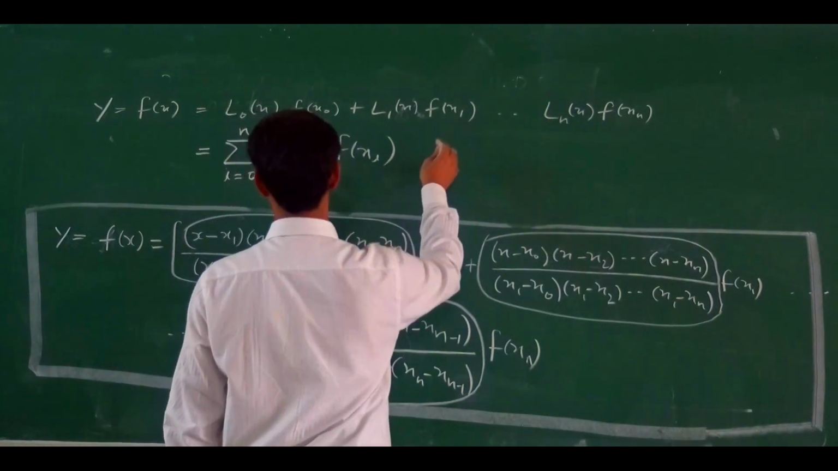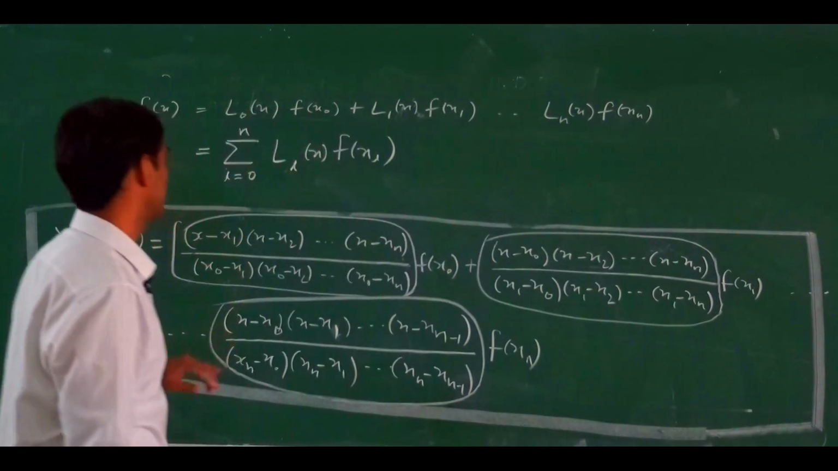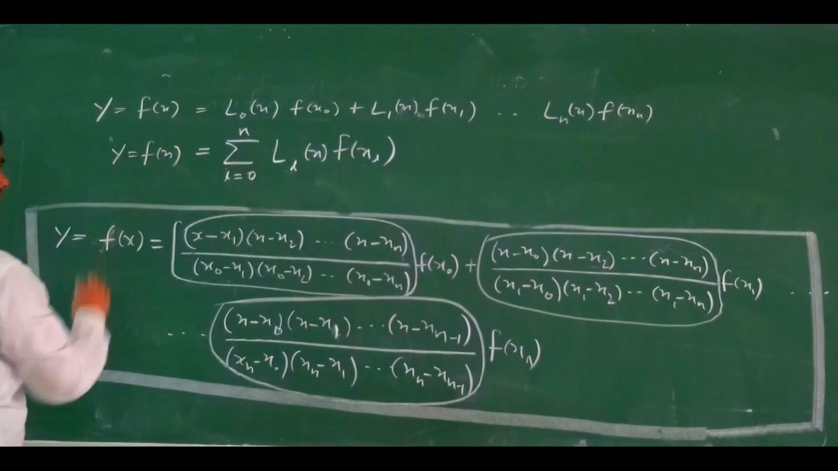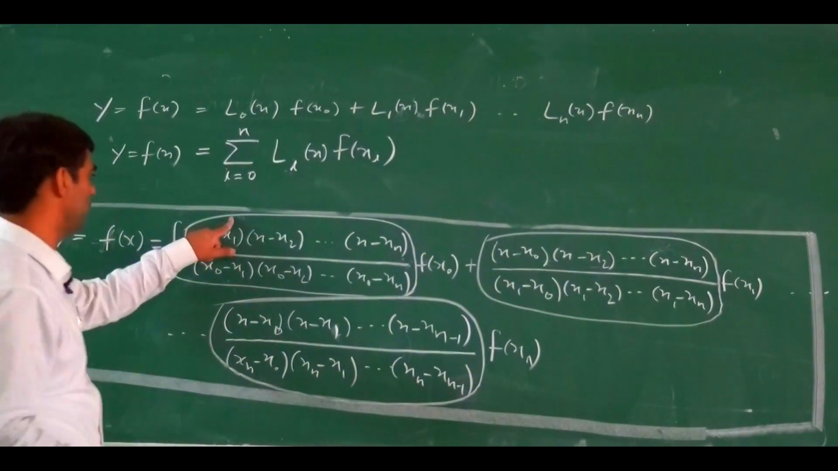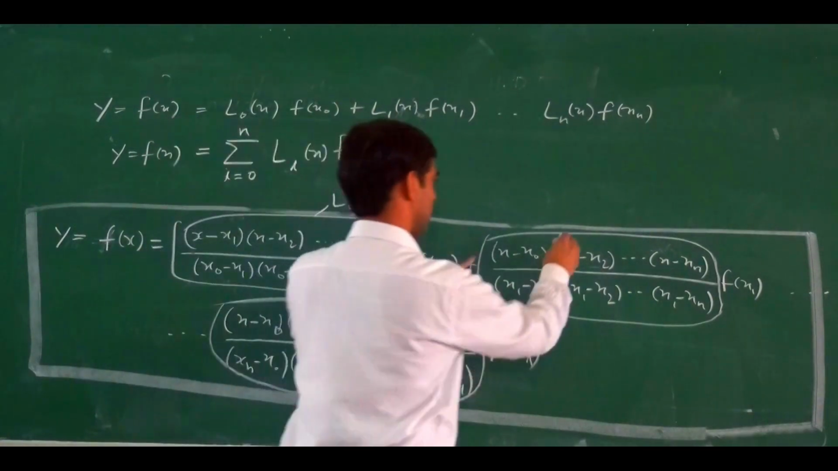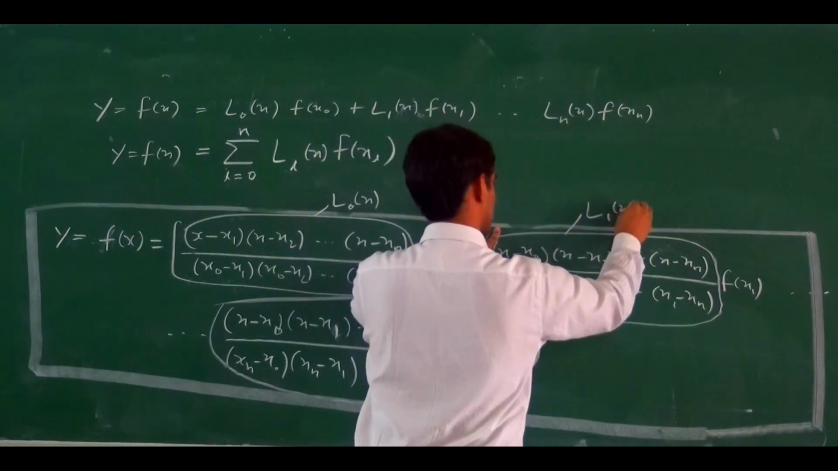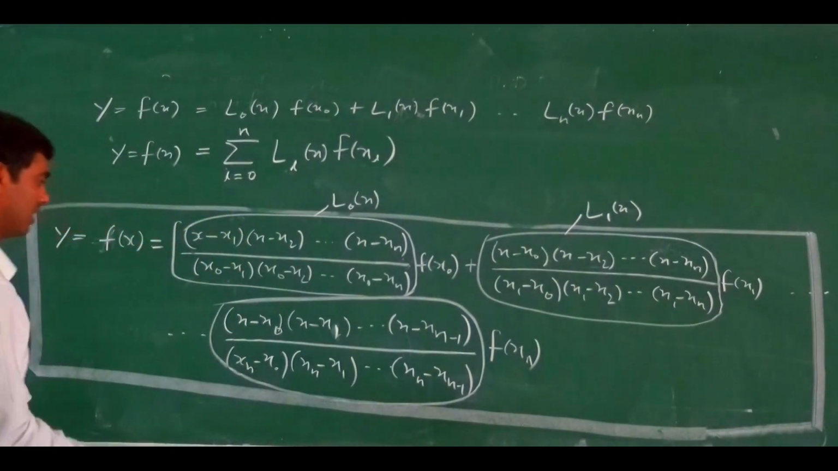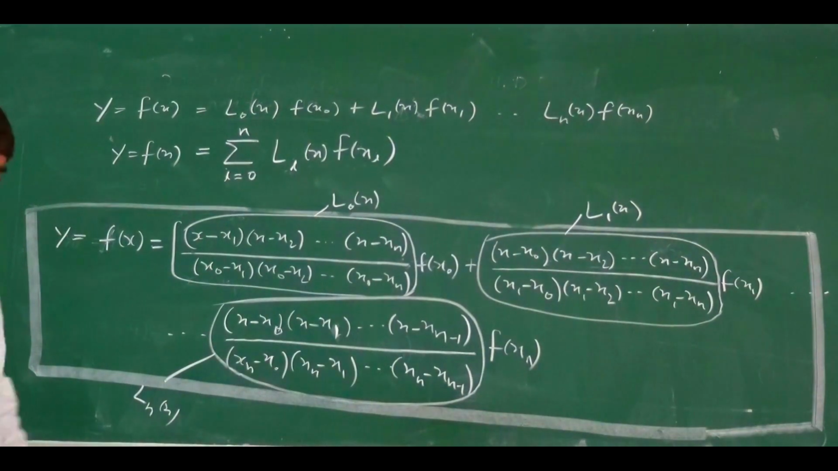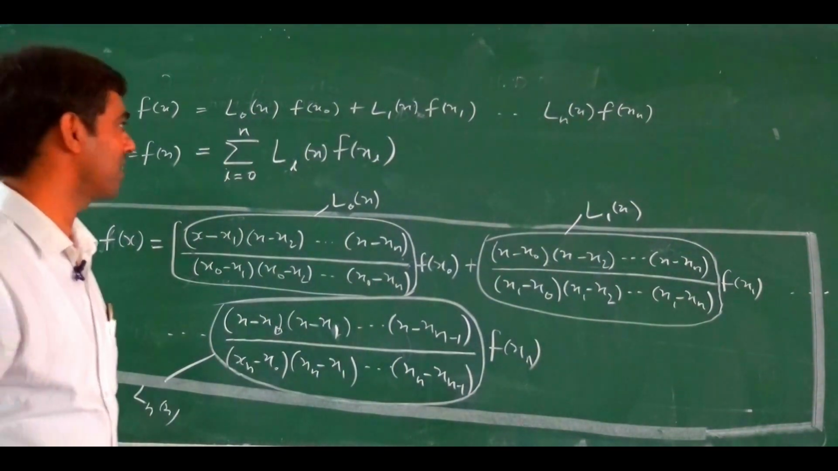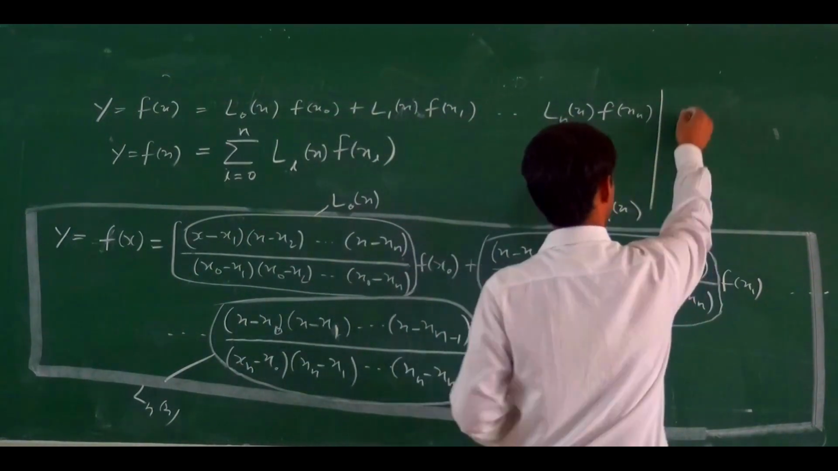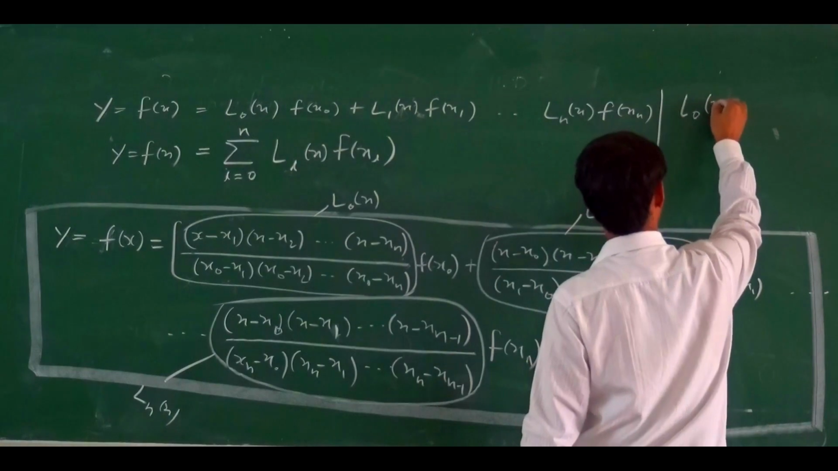This is the Lagrange interpolation formula in terms of a Lagrange multiplier. This one is the value for L0 of x, this one is the value for L1 of x, and this one is the value for Ln of x.